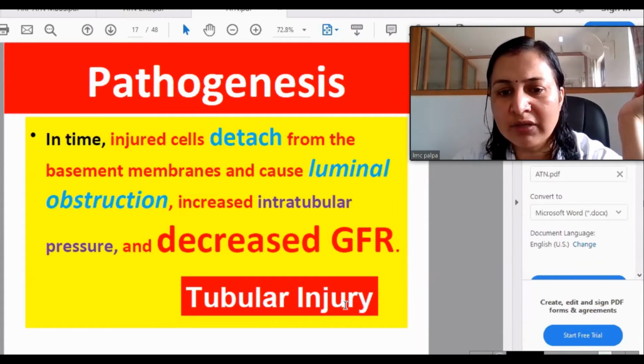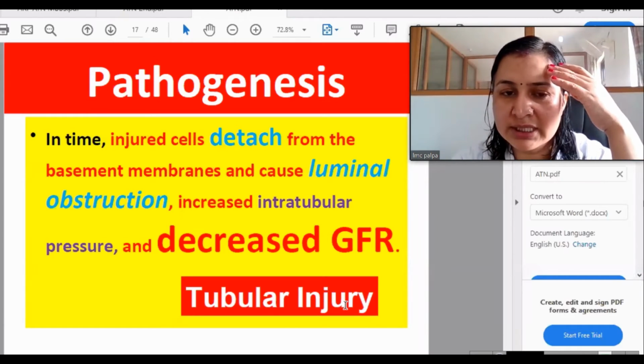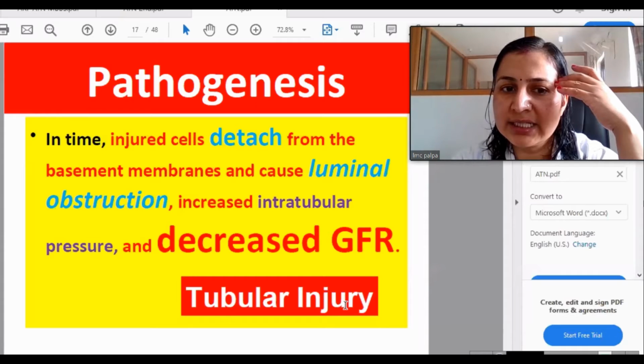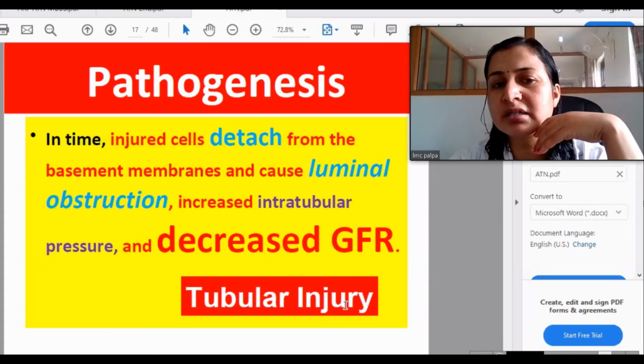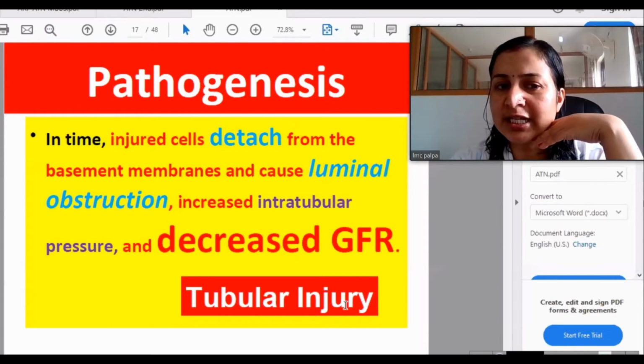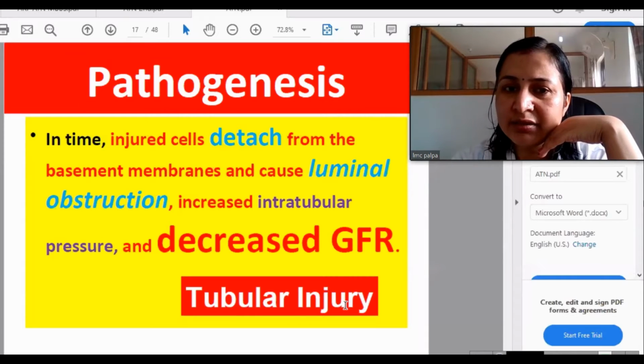You have to mention this slide. In the remaining slides I just told you to understand. The injured cells get detached from the basement membrane, and from this you have to derive the morphology. The injured cells detach from the basement membrane and cause luminal obstruction. Further, it will increase the intratubular pressure because of the accumulation of detached cells, and because of this there is overall tubular injury leading to decreased GFR.